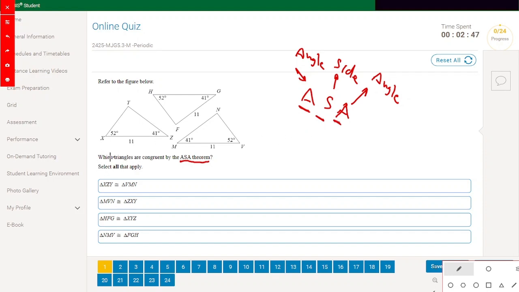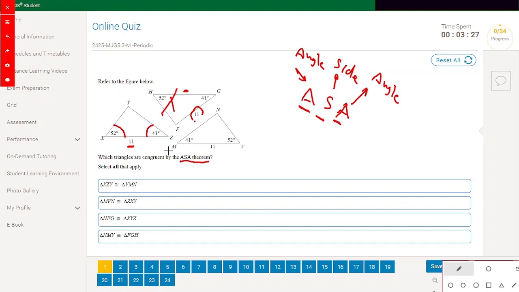So let's see who is congruent to each other. Now I have XYZ, which has angle 52 and angle 41 and the side is 11. So this is angle, side, angle. So let's see HGF, okay, the angle is congruent, but the side is not. In this side, it's 11 here. So this triangle will not be congruent with this triangle.